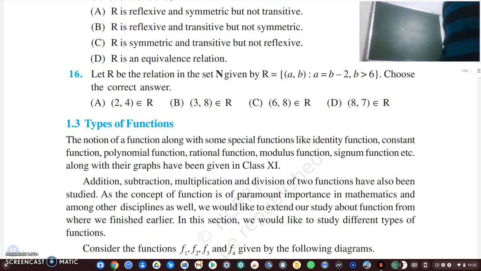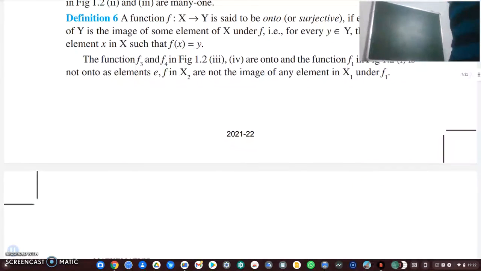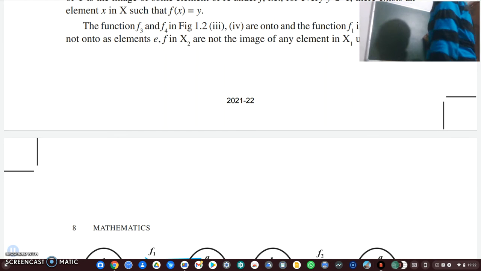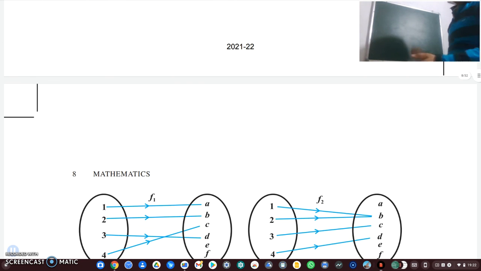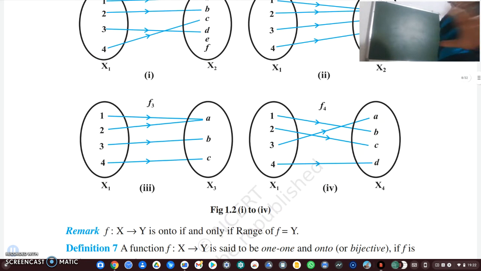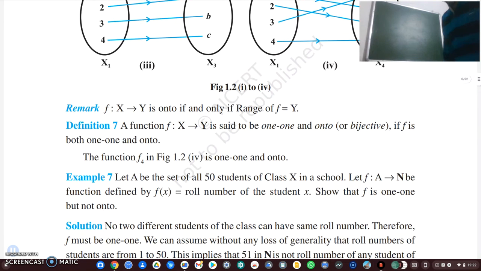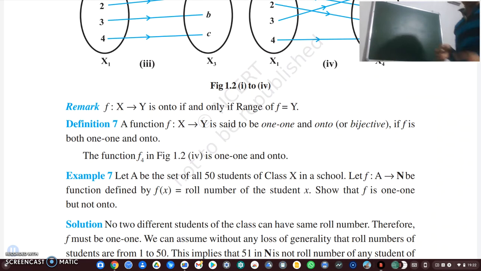So here, in injective and surjective, what we talk about is set B, the range. We know that the function's definition says that each element should have a unique image in the codomain. Okay, so that was very simple. Now we are talking about one-one and onto. Now what is one-one and what is onto? That is our main topic.